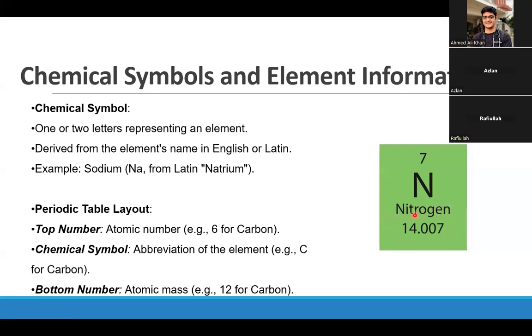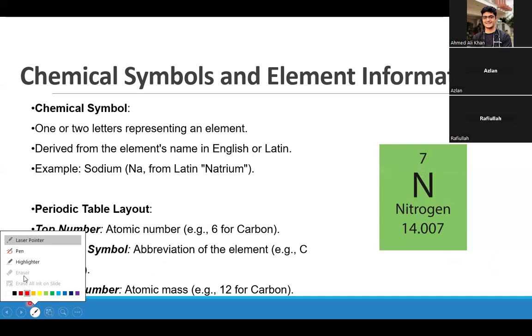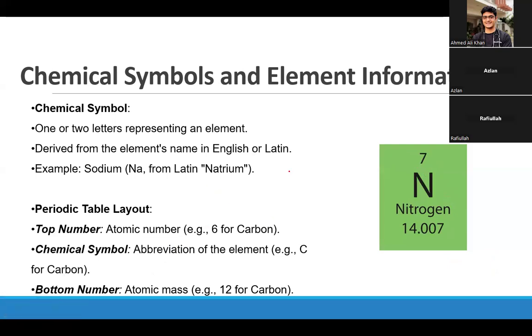What is another name for atomic mass, Azlan? Nucleon number, not nucleon mass number, nucleon number. Exactly. So 14 here is the nucleon number, meaning there are basically 14 protons plus neutrons in the nitrogen atom. Can you tell me how many protons nitrogen has using this information?